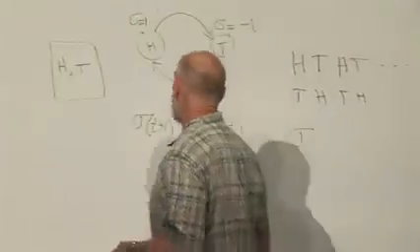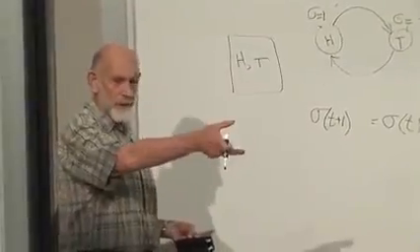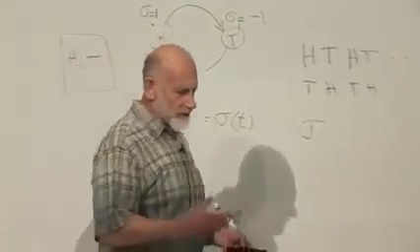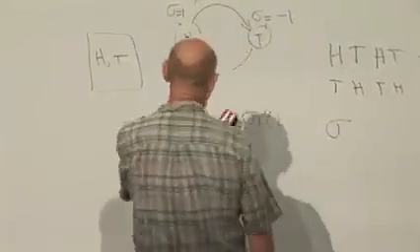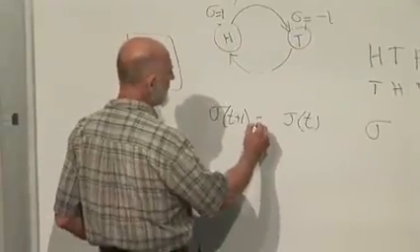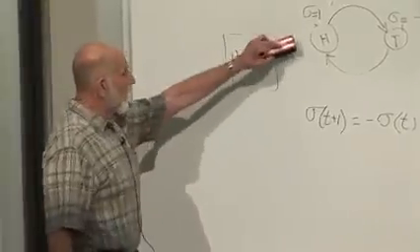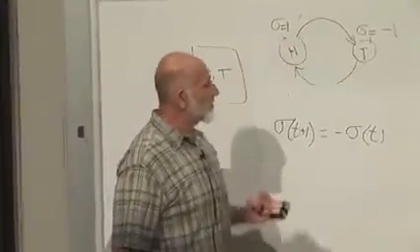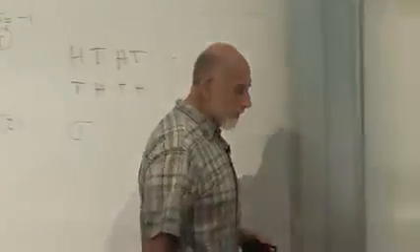What about the other law? The one which says that the coin does flip between each successive flash of the stroboscope. That's easy. That just says sigma of t plus 1 is equal to minus sigma of t. If it starts at 1, then at the next instant it's minus 1. If it starts at minus 1, at the next instant it's the opposite. So there we've written down equations of motion for a very, very simple system.